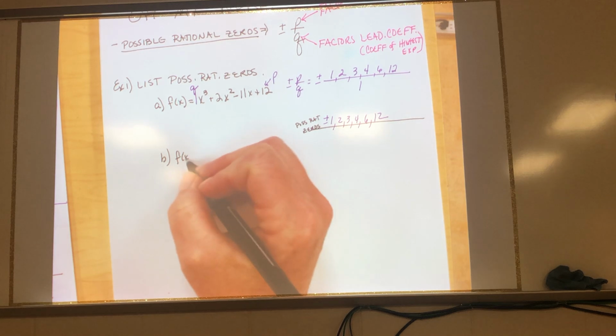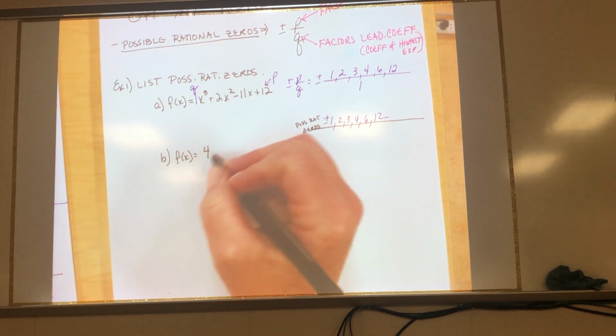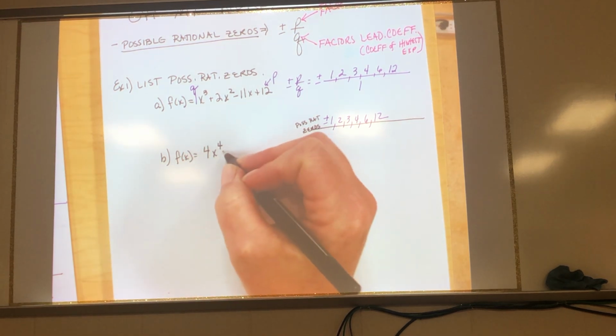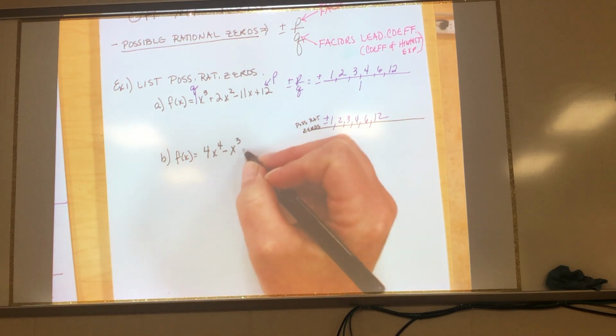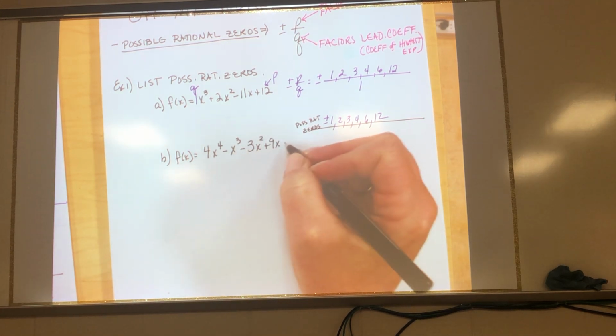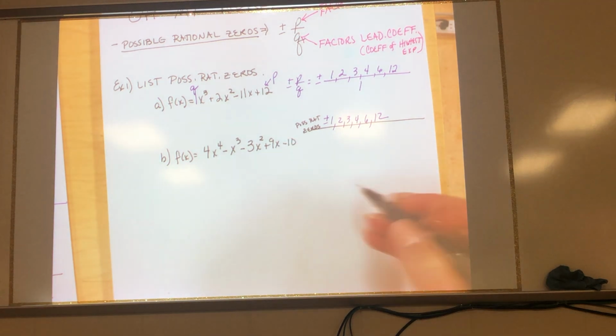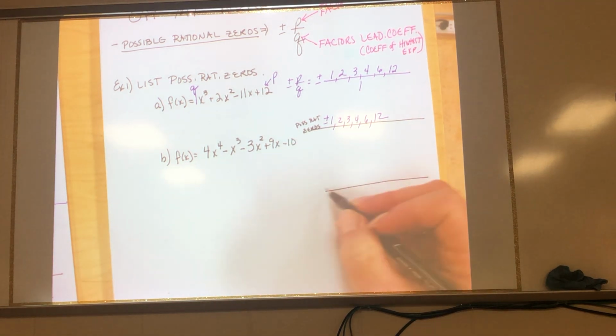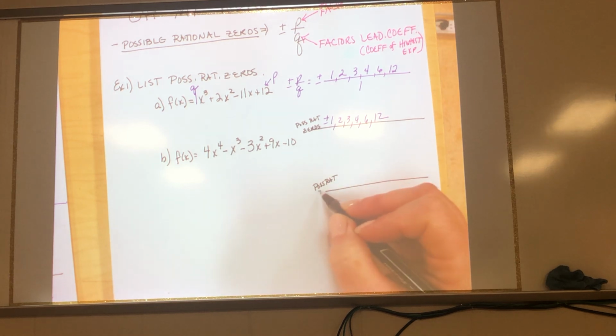F of x is equal to 4x to the 4th minus x to the 3rd minus 3x squared plus 9x minus 10. I want you to list the possible rational roots.